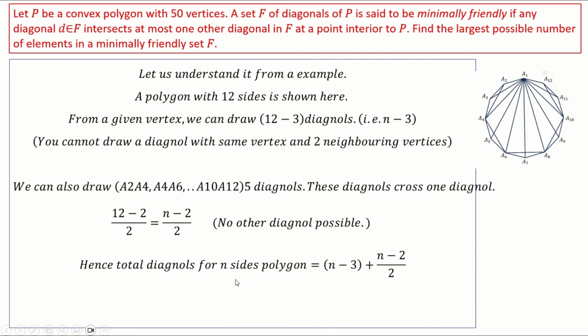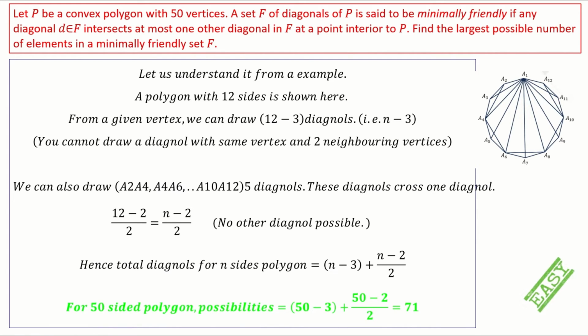So the total diagonals for an n-sided polygon with the minimally friendly condition is n minus 3 plus n minus 2 by 2. For a 50-sided polygon, the answer is 50 minus 3 plus 50 minus 2 by 2, which is equal to 71. I think this looks easy. The only thing is you need to understand the question correctly. Okay. Next.